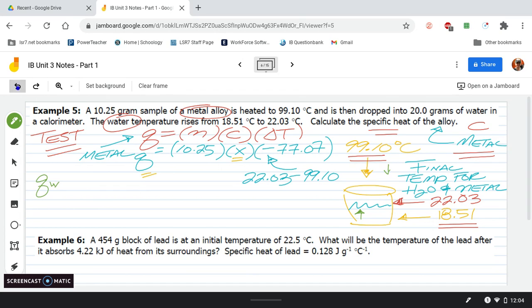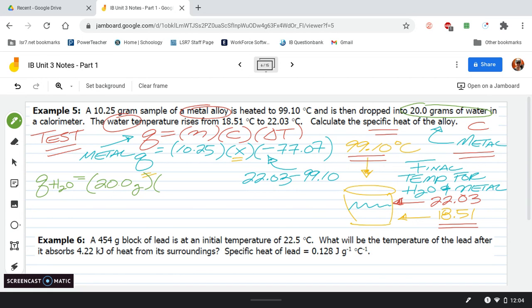So let's do the Q of the water. And I usually just write H2O. So there's the H2O. And that's going to equal the mass of the water. This is where students always have trouble because there's a lot of data here. You just got to look at it. So see, this is the water data, 20 grams of water. So let's put that here for M. So 20. There's the 20 grams of water.